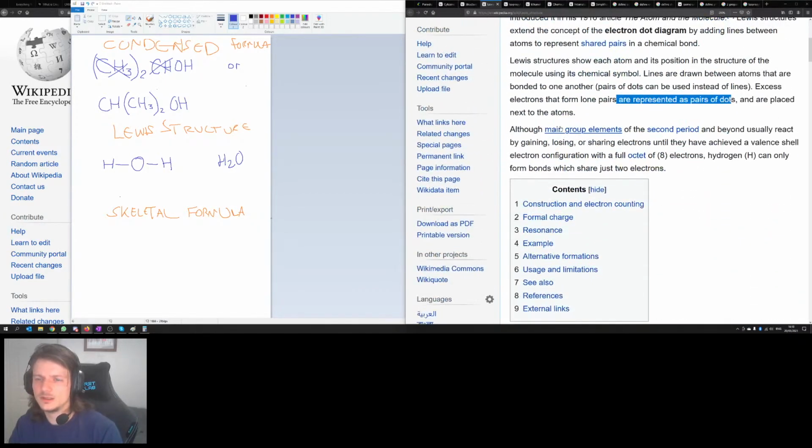Okay. Although main group elements of the second period and beyond usually react by gaining, losing, or sharing electrons until they have achieved a valence shell electron configuration with a full octet of 8 electrons, hydrogen can only form bonds which share just 2 electrons.